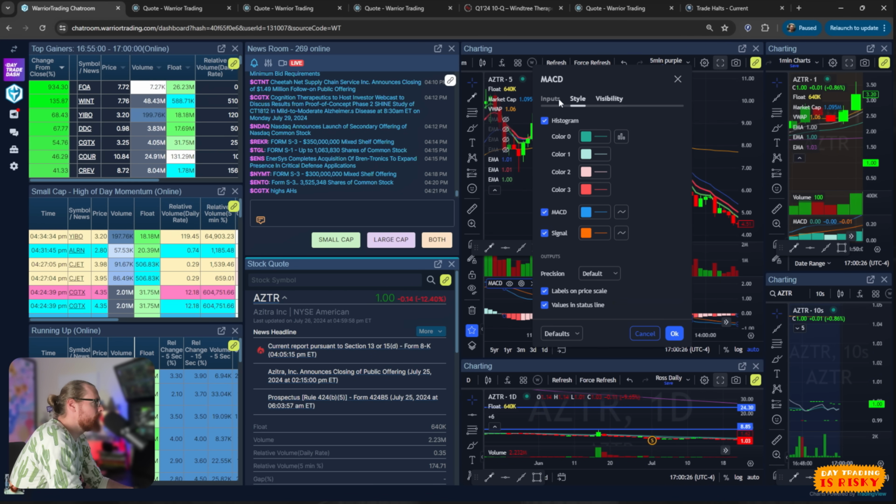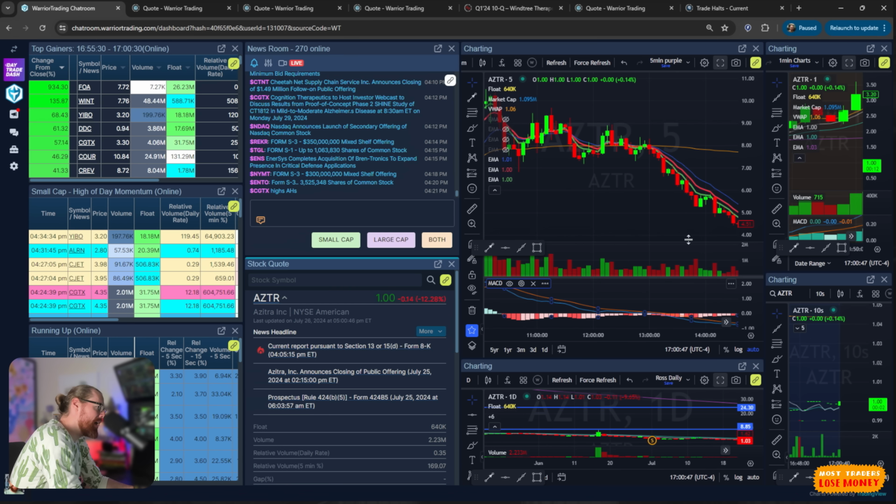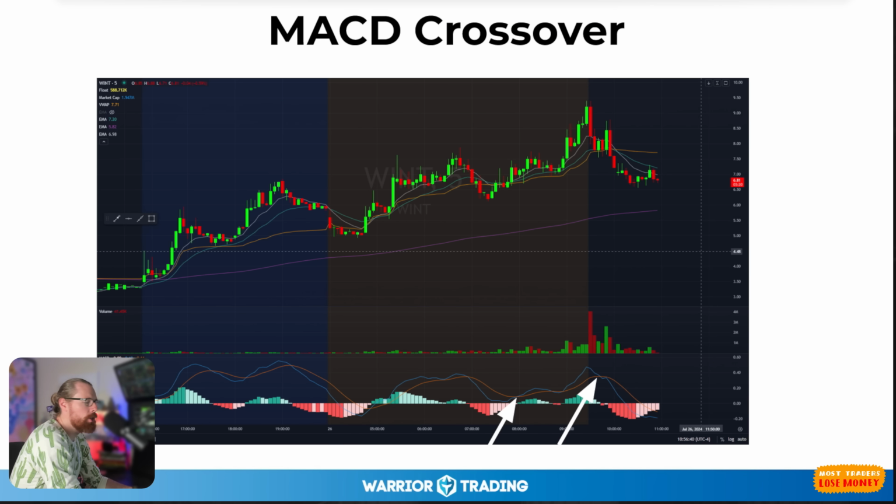So the MACD uses the following inputs. It uses the 12 and the 26, and then the signal length is the 9. The 12 is the fast length, the 26 is the slow length, and the 9 is the signal. And we're watching when the MACD average crosses the signal line. This cross is actually happening a little bit before the 9 and the 20 crossover. So anytime the 9 and the 20 crossover, just slightly before that, you would have had a standard MACD crossover.